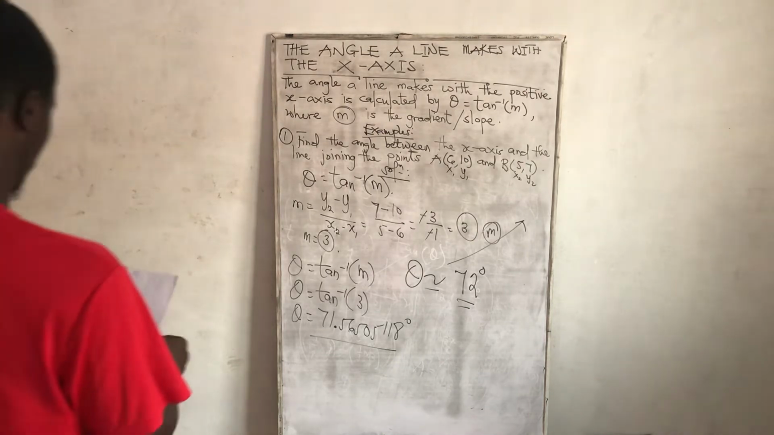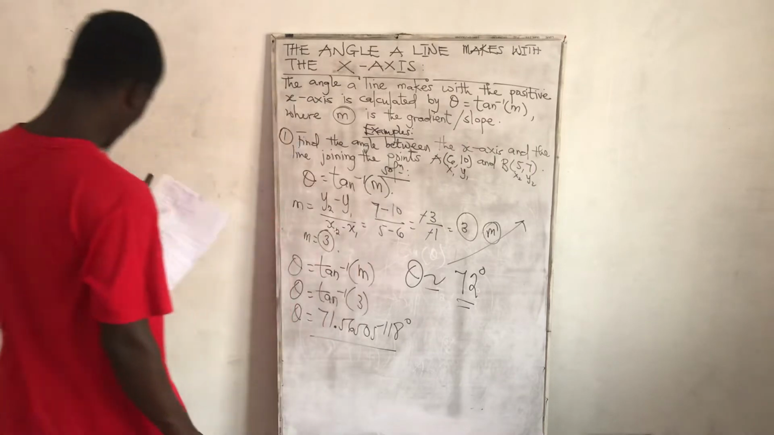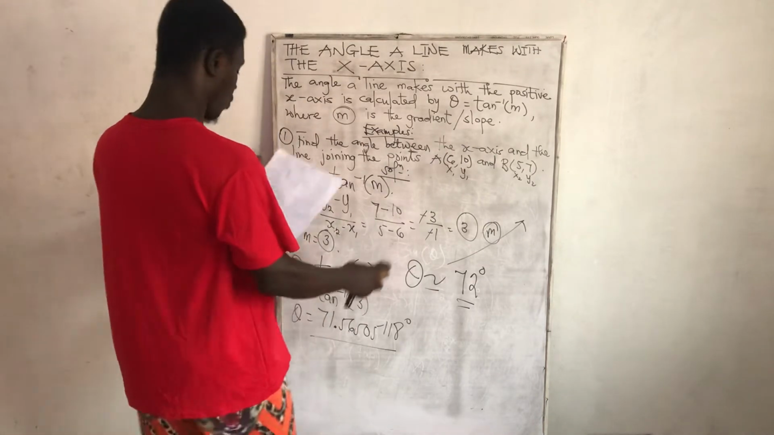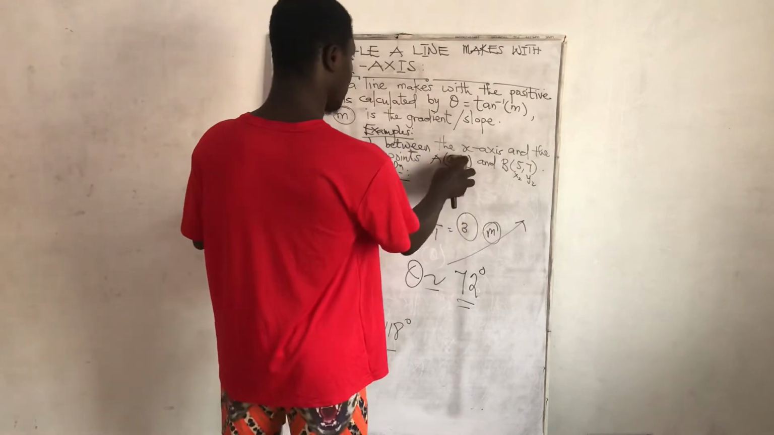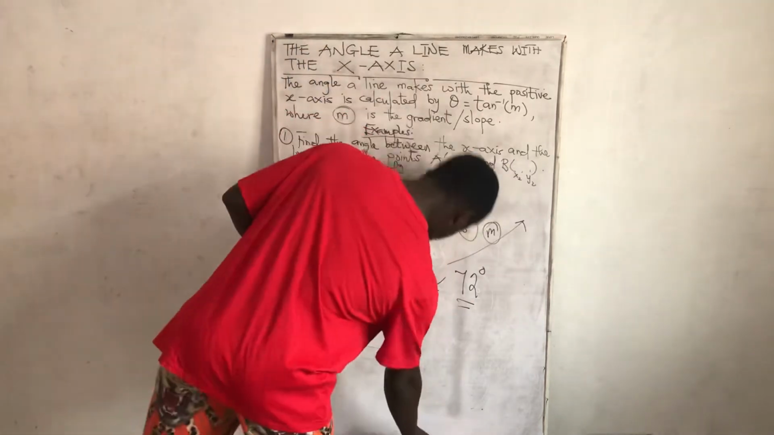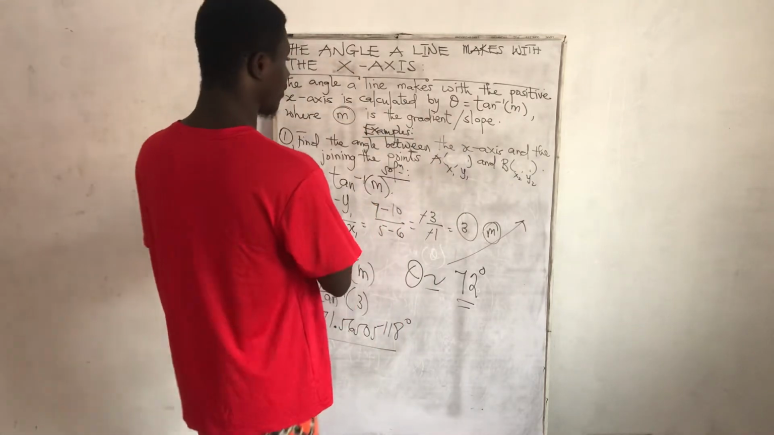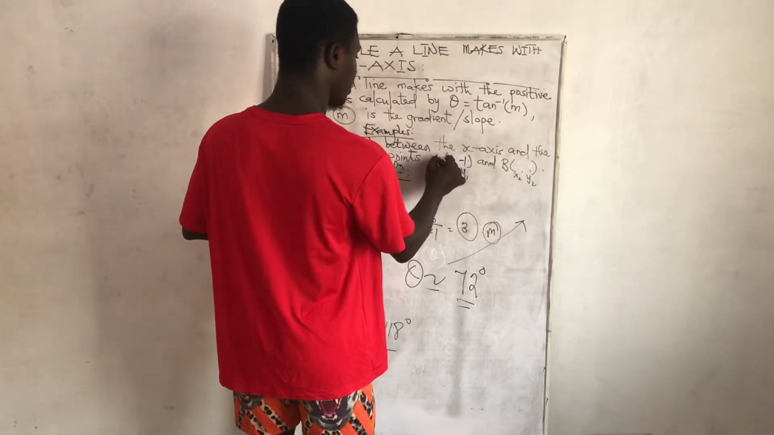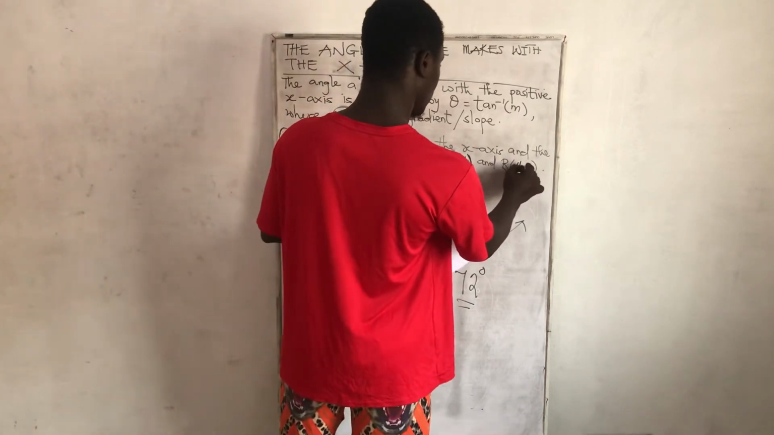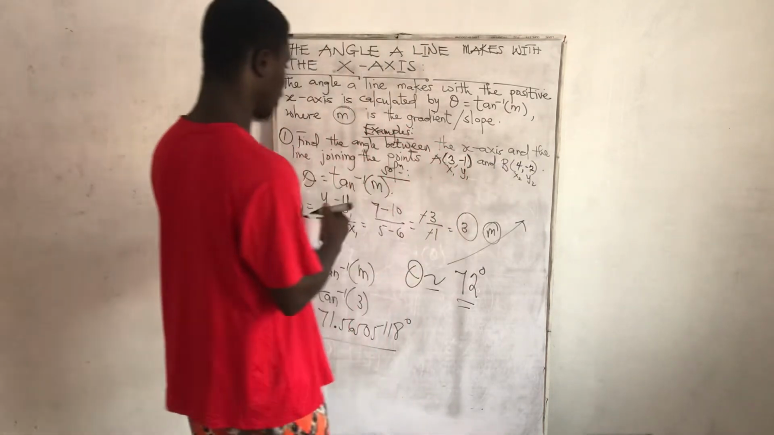Alright, so let's continue. Find the angle between the x-axis and the line joining the points. So we have our point A, which is (3, -1), then our point B, which is (4, -2).